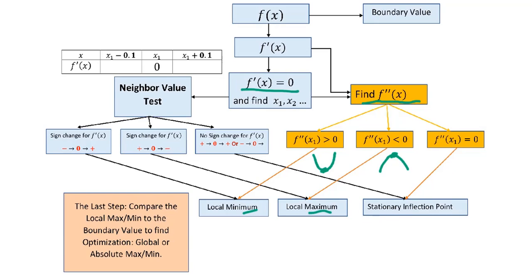If the second derivative equals 0 and the first derivative equals 0, both equal to 0, it could be a stationary inflection point. You have to check whether the concavity changes at this point. If the concavity changes at this root, then you get a stationary inflection point.